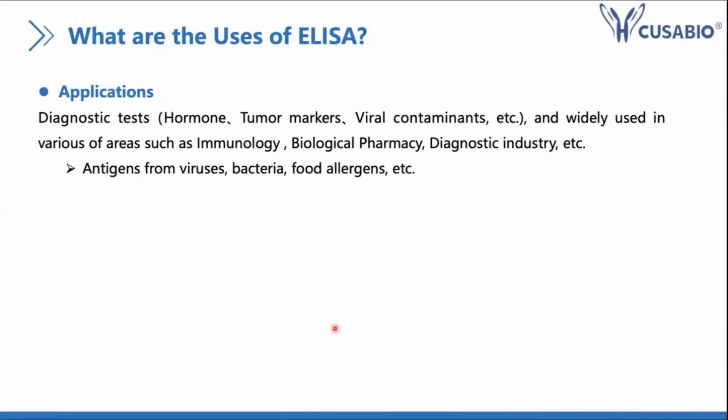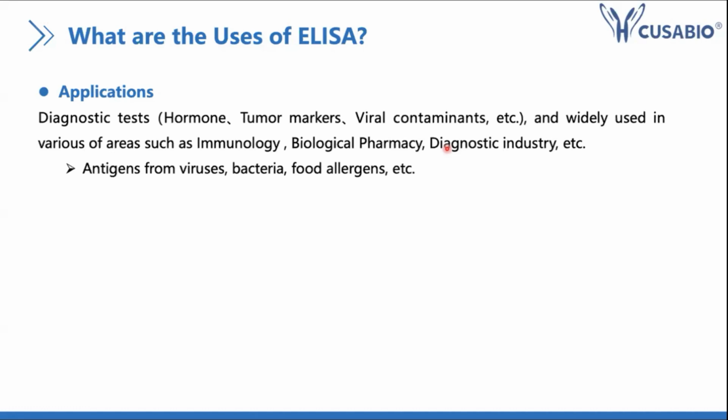The other applications, actually, there are a lot. People may be familiar with diagnostic tests, using test kits to test hormones, tumor markers, and viral contaminants. They are widely used in different areas, such as immunology, biological pharmacy, and diagnostic industries. I will list some screening tests. For example, the screening test for HIV infection and also pregnancy test kits are all based on ELISA test kits. There are also other available kits, such as for the detection of dengue fever, TB, and viral infection. People can also use the kits for the detection of different food allergens.